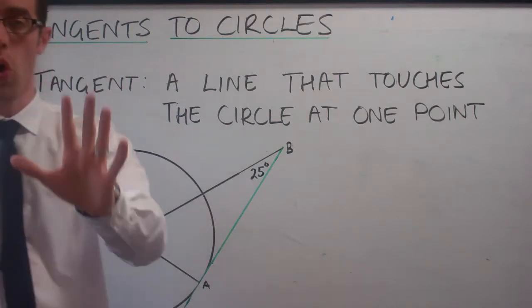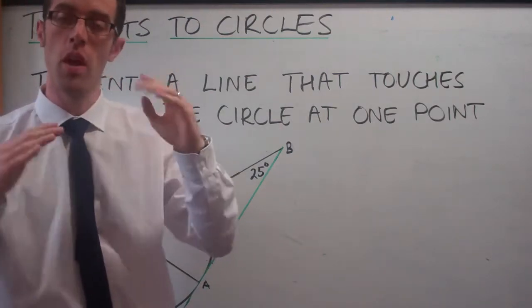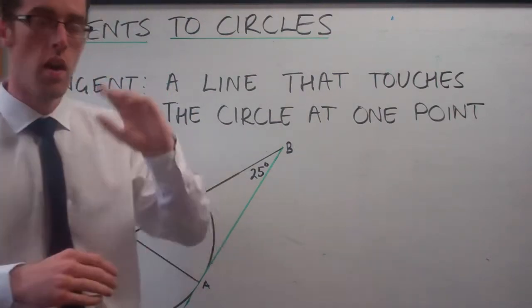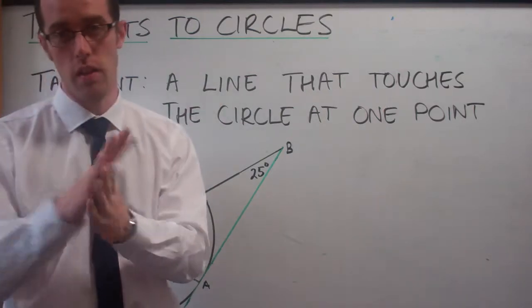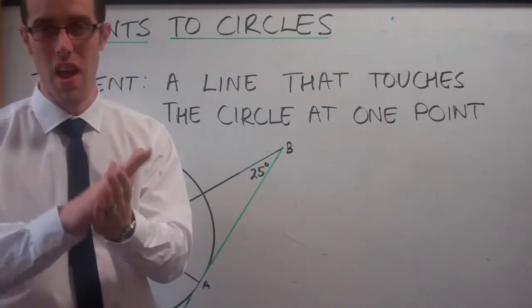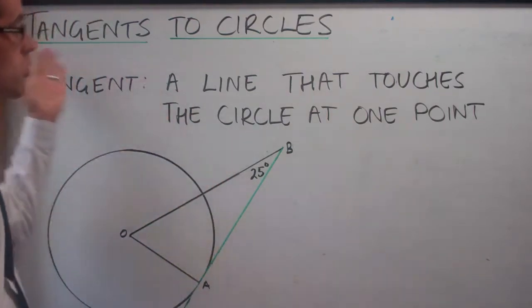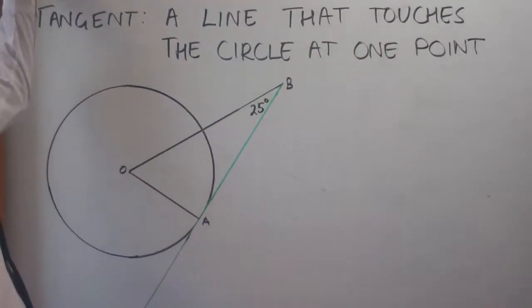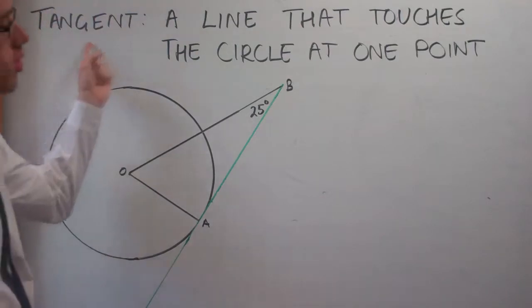So we've been used to chords, which cut through the circle. We've got diameters and we've got radii. A tangent is a different type of line that interacts with the circle, and it only touches the edge of the circle at one point. So I'll show you that just now. Make sure you're copying that into your jotter.